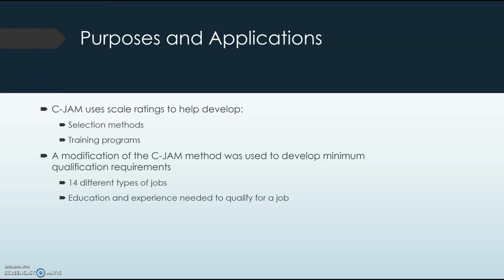CJAM uses scale ratings and SME input to help develop selection methods and training programs for organizations. CJAM has been successfully used across many contexts, and a modification was even made to help create and develop minimum qualification requirements. It looked at 14 different job types and came up with the education and experience needed to qualify for one of those jobs.